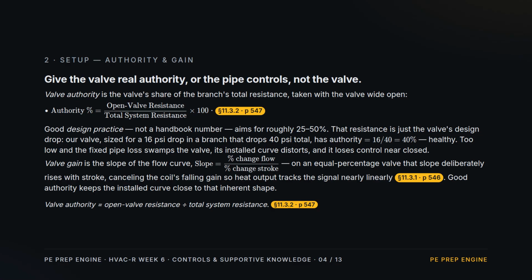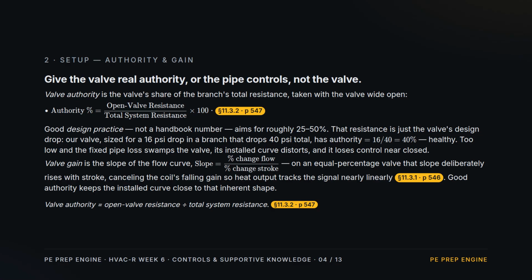That resistance is just the valve's design drop. Our valve, sized for a 16 psi drop in a branch that drops 40 total, has an authority of 40%. Healthy. Too low, and the fixed pipe loss swamps the valve. Its installed curve distorts, and it loses control near closed.